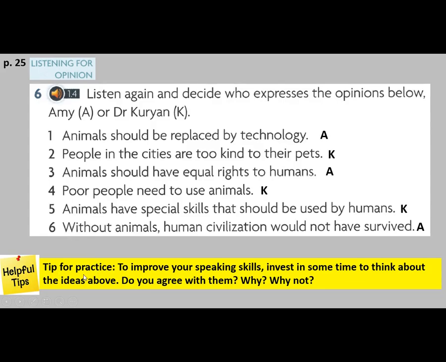Another important way to practice speaking is probably writing. It's not very fun. It could be boring for many people. But if you, for example, take some of these ideas, sit down, take your notebook, and write what you think. For example, poor people need to use animals. What do you think about it? Do you agree? Why? Do you disagree? Why? So sit down and write maybe one paragraph about this to explain why you think like you do.